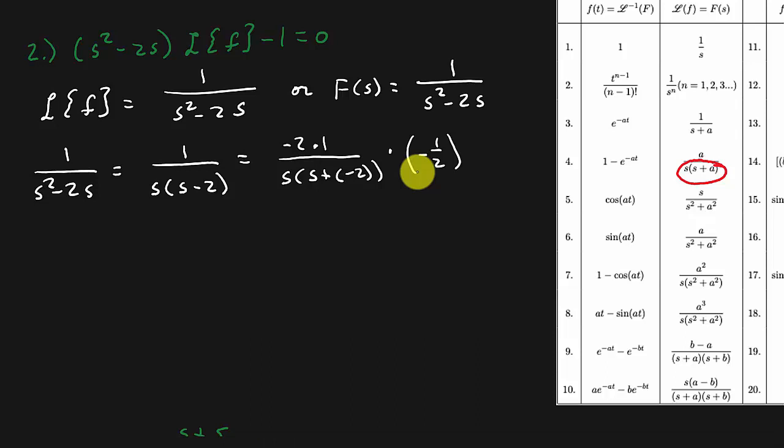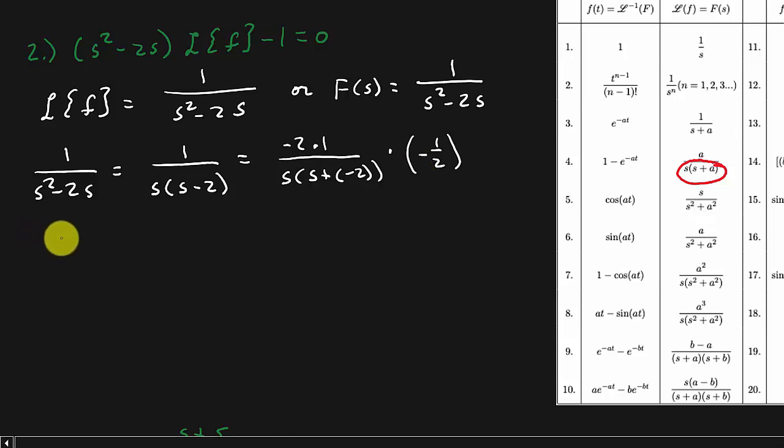All right? So now I'm ready to do the inverse Laplace transform. Now notice how I have the negative 1/2. I'm going to pull that out of the Laplace transform. And that's going to be negative 2 over s times s plus negative 2. All right, so now everything matches.